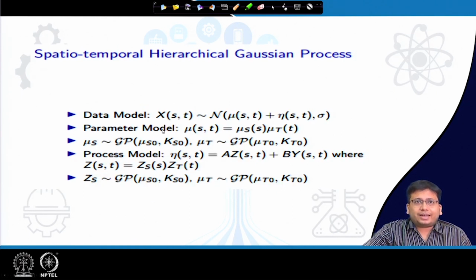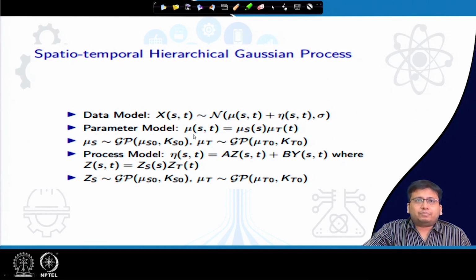Let us say that my model is spatio-temporal, that is, I am trying to build a model for x of s, t. It follows the Gaussian distribution at any location s and time t, with mean mu of s, t plus eta of s, t.